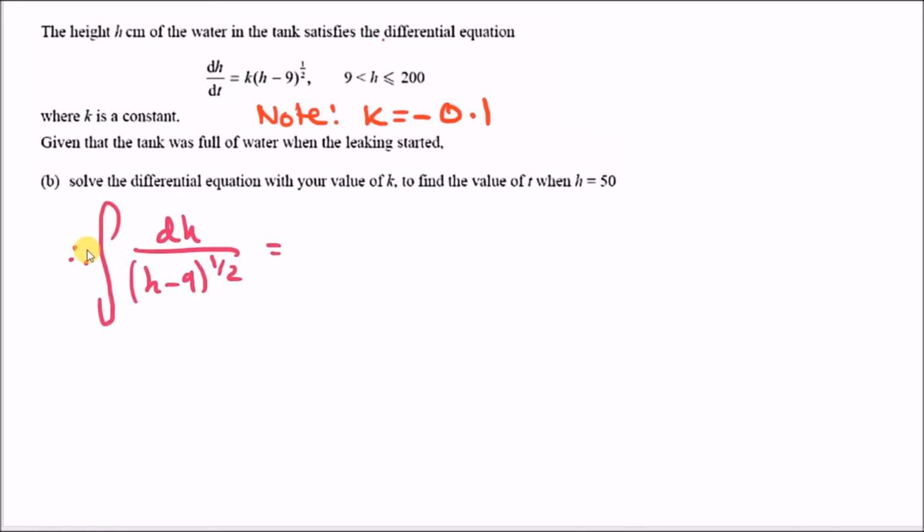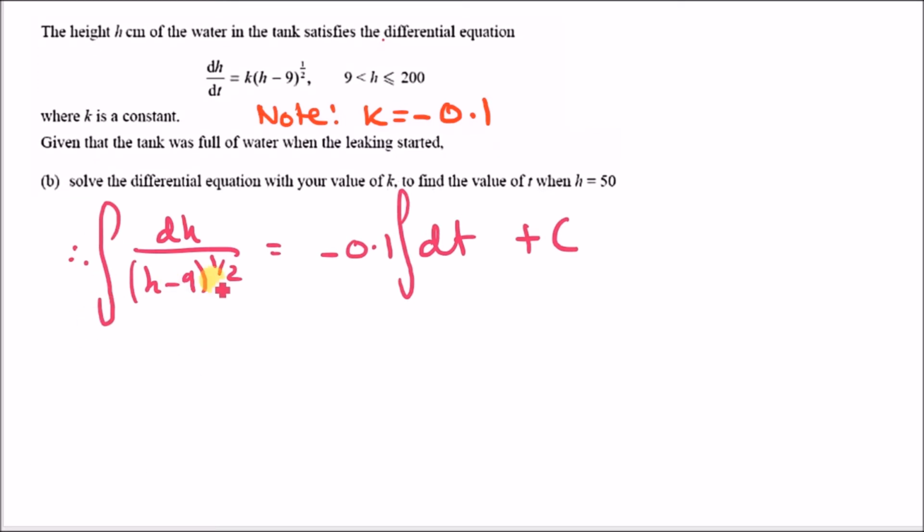And same thing here. So now we got k times dt, and k we know is negative 0.1. So I'm going to go ahead and write that now. So this would be negative 0.1 dt. And I can just put an integral sign here, plus c, because this is just a constant and integral dt is just t.